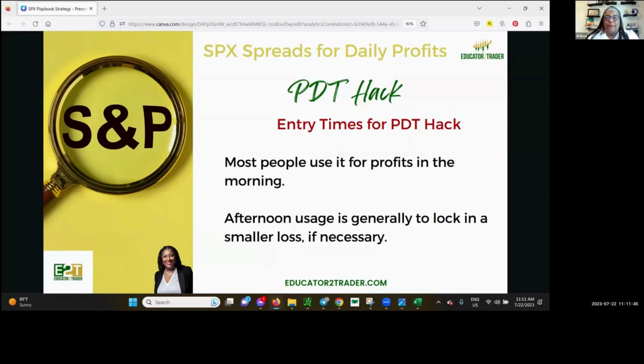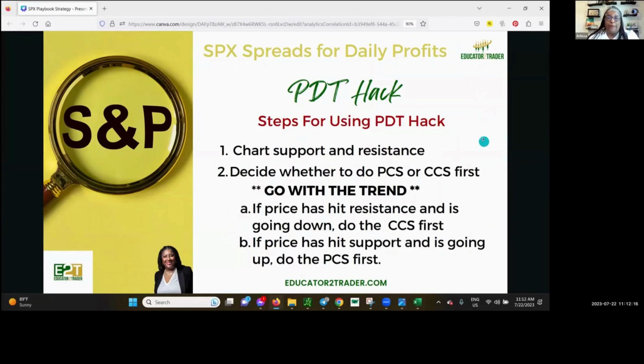So, entry times for the PDT hack. Most people use it for profits in the morning. You're going to get in while the volatility is high in the morning. Many of our students, our little traders, are using it in the morning. Afternoon usage is generally to lock in a smaller loss. I've not heard too many of us talking about using the PDT hack in the afternoon, because by that time you're in your trade, you got it locked. If you're looking at the PDT hack in the afternoon, it's because you're trying to defend and lock in a smaller loss.